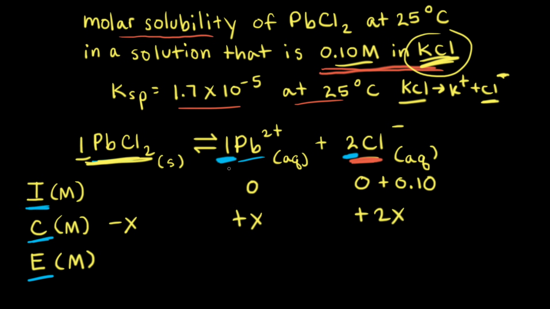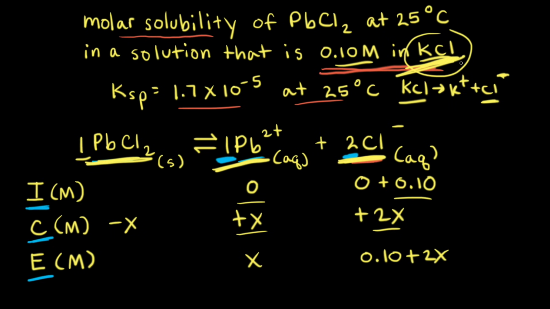So for the equilibrium concentration of Pb2 plus, it would be 0 plus X, or just X. And for the equilibrium concentration of the chloride anion, it would be 0.10 plus 2X. So the 0.10 came from the potassium chloride, and the 2X came from the dissolution of lead-2 chloride.